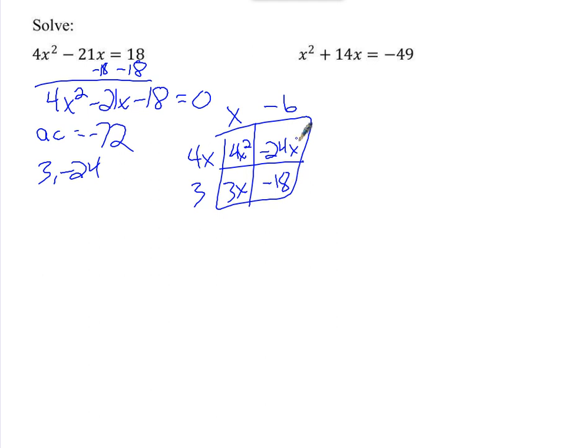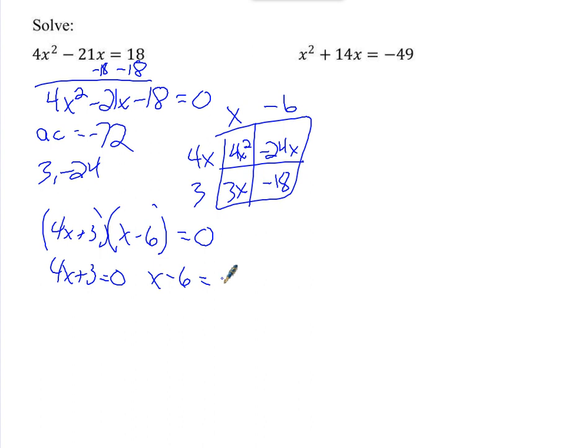6 times 3 is 18. 6 times 4 is 24. Okay, now what? Yep, write out the stuff. So we have the 4x plus 3 times x minus 6 equals 0. Now what do we do? Now the zero product property. 4x plus 3 equals 0, or x minus 6 equals 0.